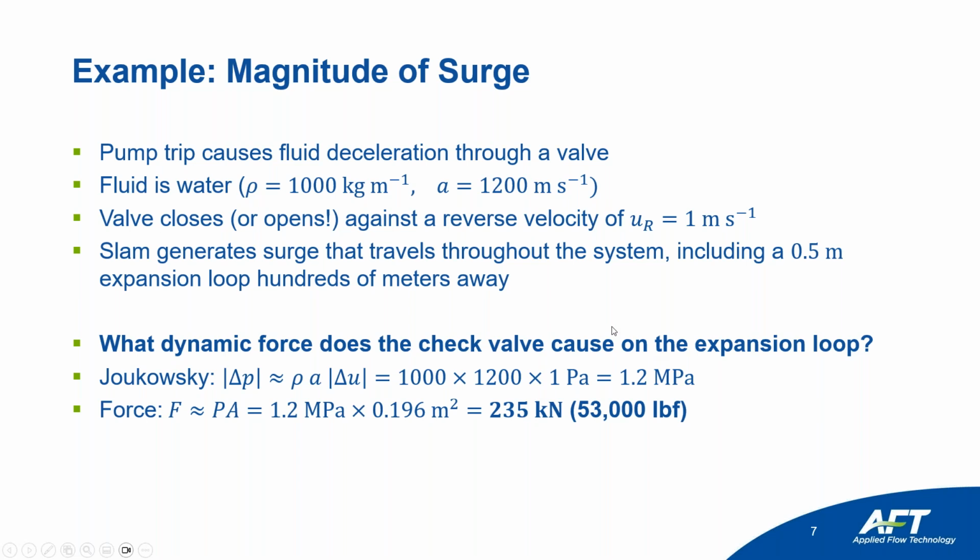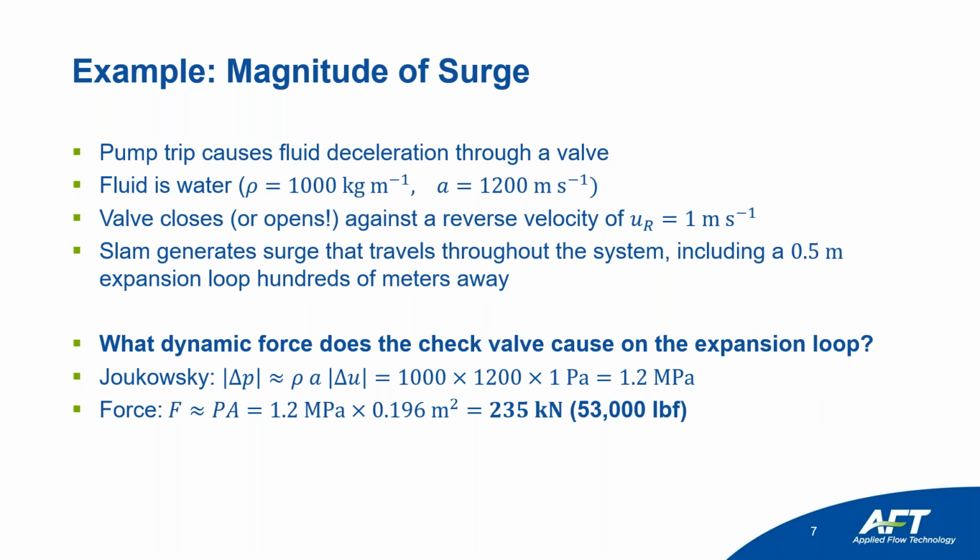So just quick numbers here. If anyone says, I don't really need to do this, it's probably not that big of a deal. If you had water being pumped and the pump trips, and then some valve closes or opens for that matter against some reverse velocity, this is written for a check valve, but against a velocity of 1 meter per second. So in other words, it's bringing this 1 meter per second flow from 1 down to 0 effectively instantly. And that will generate some surge, travels through the entire system.